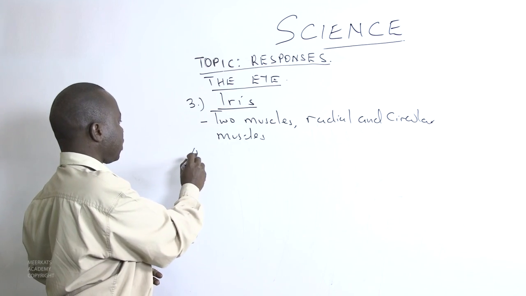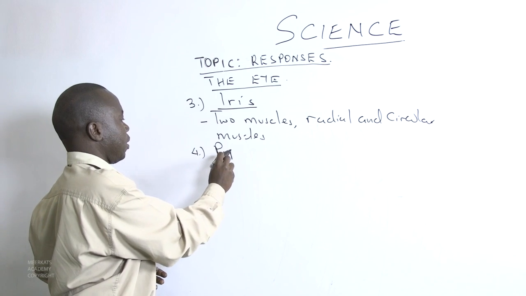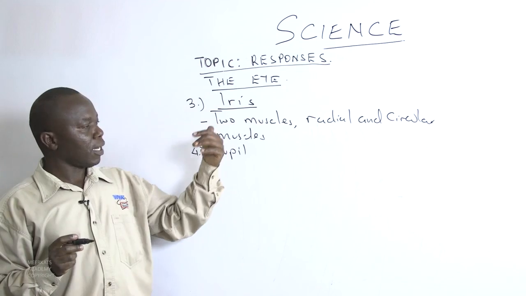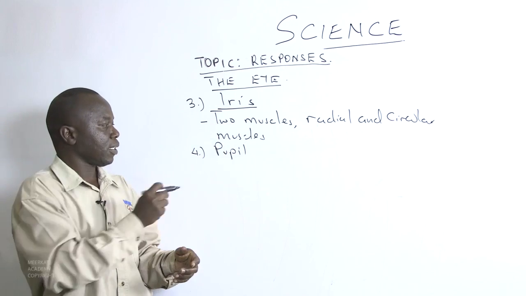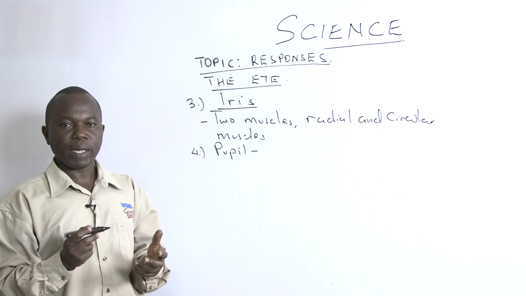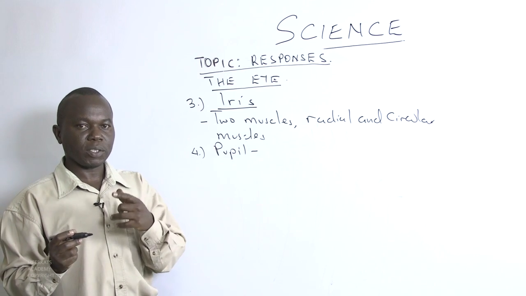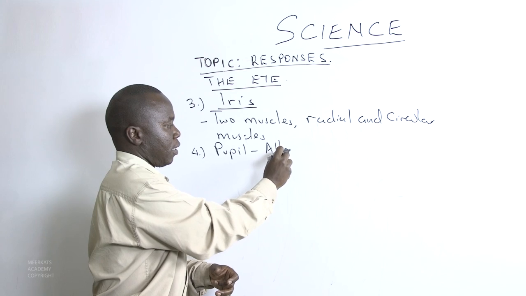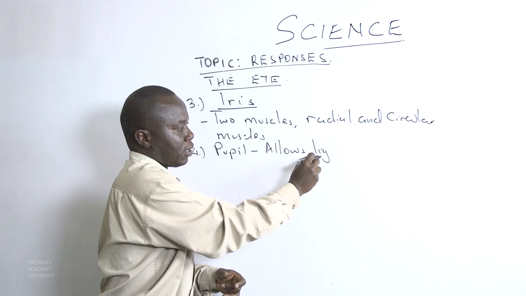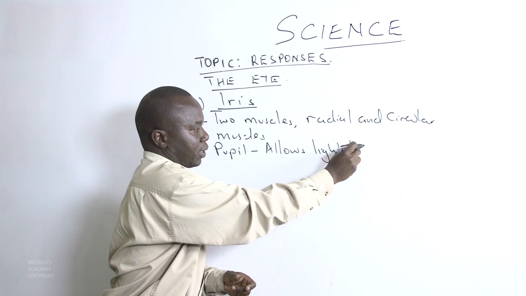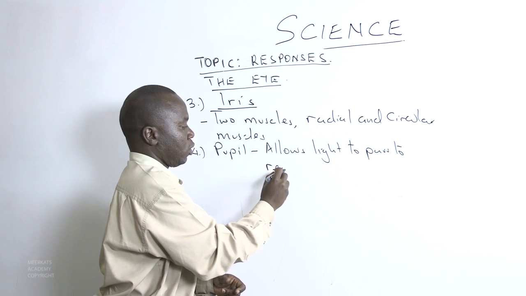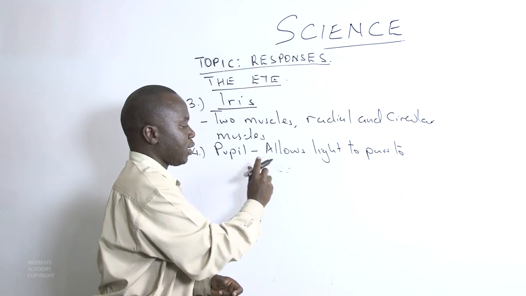The other part is the pupil. We have already encountered the pupil in the iris. So that hole in the iris, its role is to allow light to pass through to reach the retina.